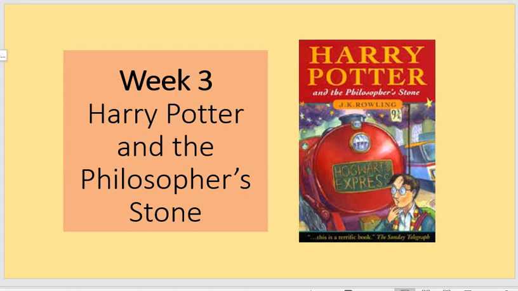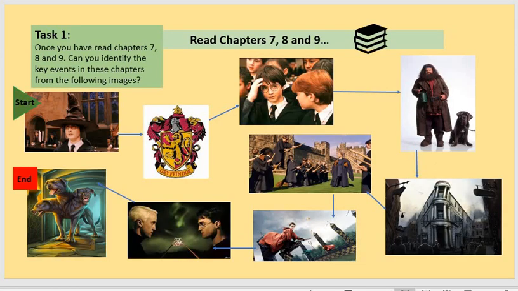This is your online lesson for week 3 of Harry Potter and the Philosopher's Stone. I would like you to start by reading chapters 7, 8, 9. You should now have read all the way up to the end of chapter 6. So your next 3 chapters will be 7, 8 and 9. And that is what the corresponding work in this lesson will be based on.